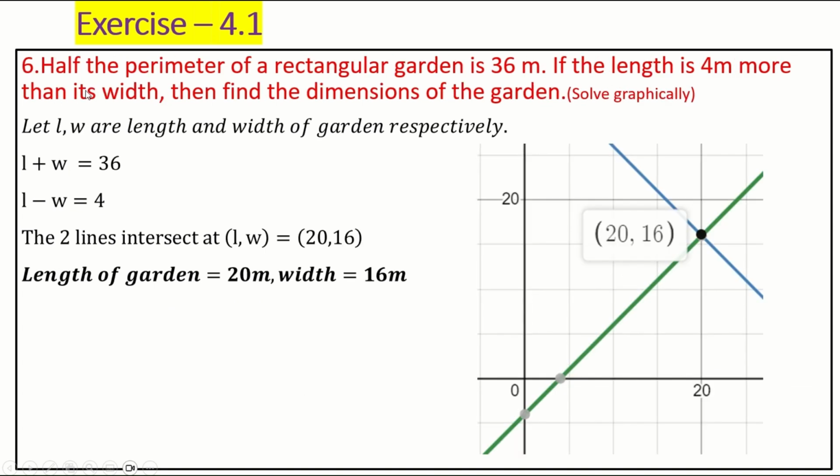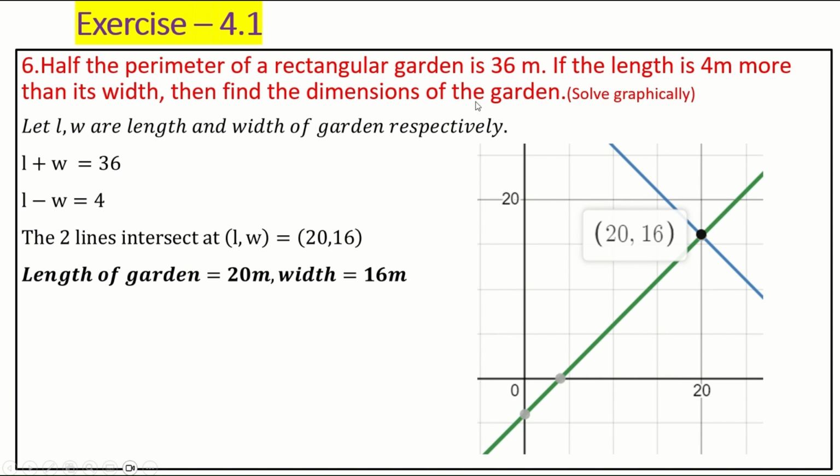Question 6. Half the perimeter of a rectangular garden is 36 meters. If the length is 4 meters more than its width, then find the dimensions. L + W = 36. Half, right? We said half the perimeter. Normally 2(L + W) is the perimeter, so half of it: L + W = 36. And L - W = 4.